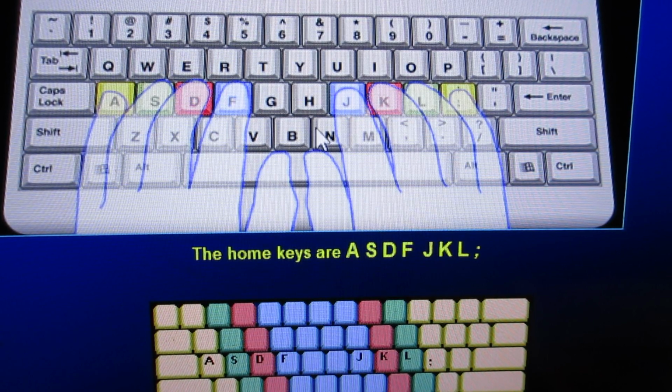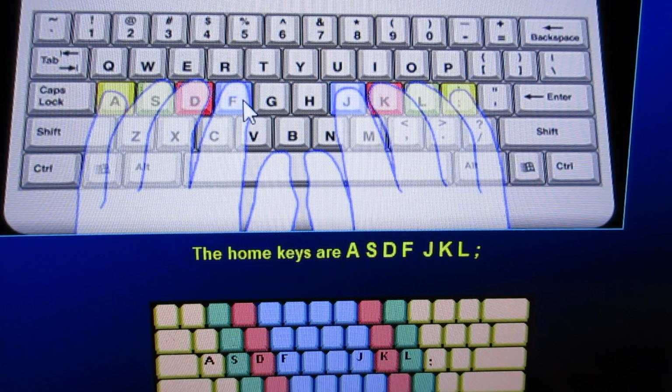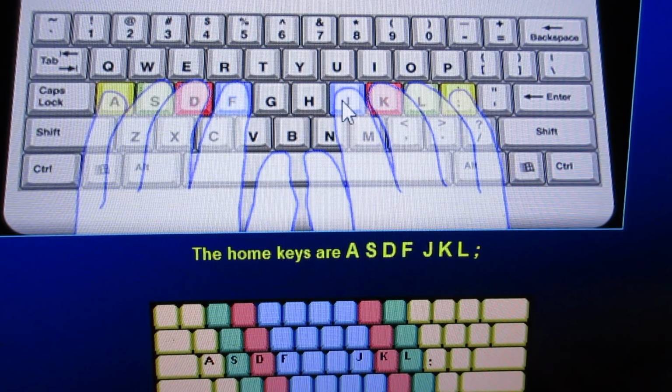Okay, so the F and the J fingers, you can feel here a raised line. So even if you're not looking at it, if you feel that one, it means you're in the proper position. You're on the home keys.